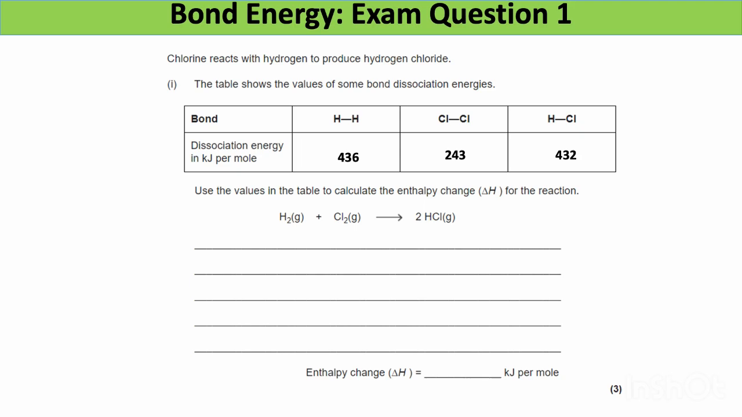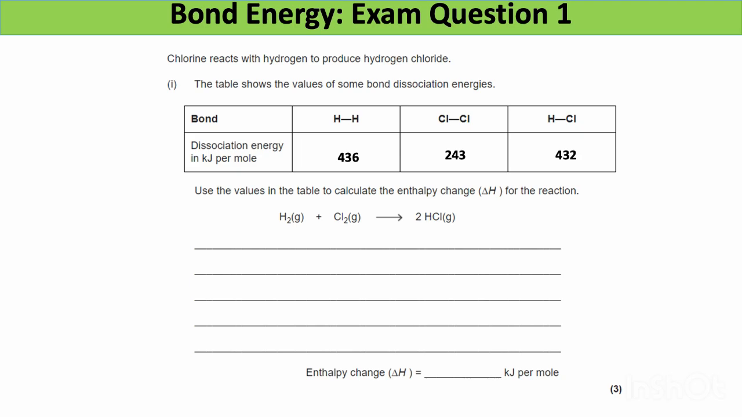Let us look at a sample exam question. Chlorine reacts with hydrogen to produce hydrogen chloride. In the table, you are provided with the bond dissociation energies. Use the values in the table to calculate the enthalpy change for the reaction. If you are confused about what an enthalpy change is, it's the same thing as saying the energy change.